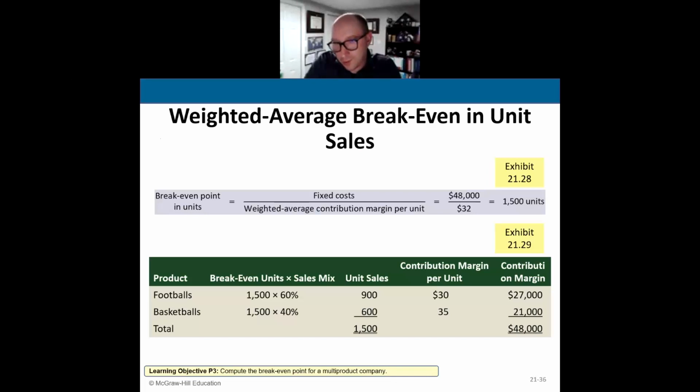Looking across, I get my contribution margin. 900 times the 30 is 27,000. 600 times the 35 is 21,000. That gives me a total contribution margin of 48,000. Well, we broke even. How do you know? The fixed cost is equal to the contribution margin. We broke even. See how we got there?